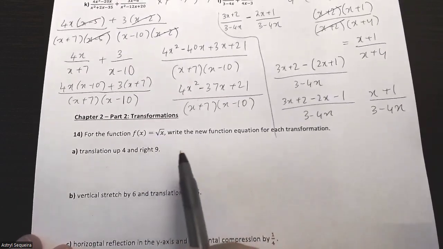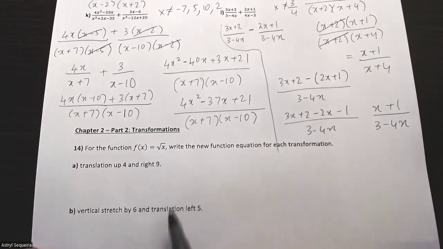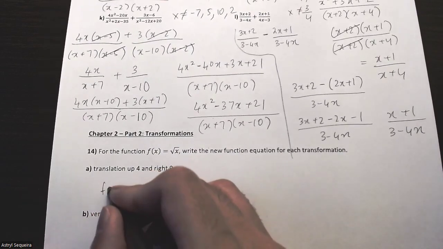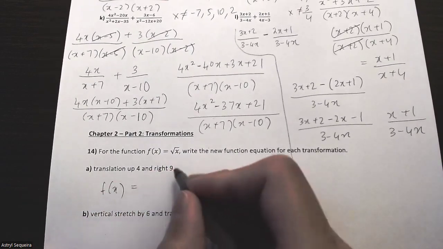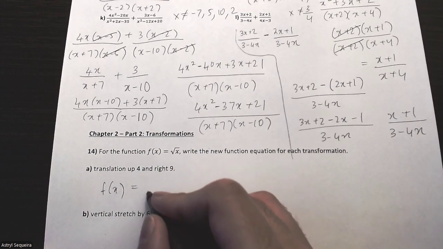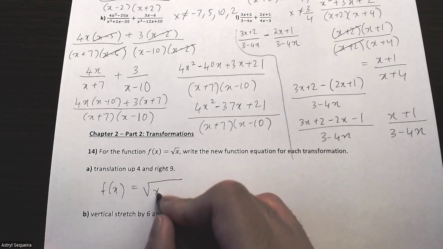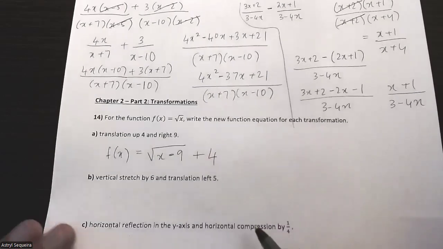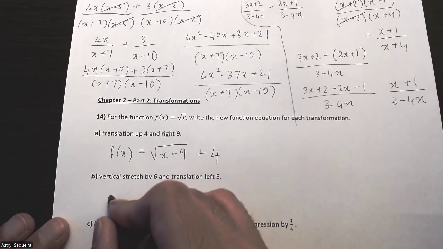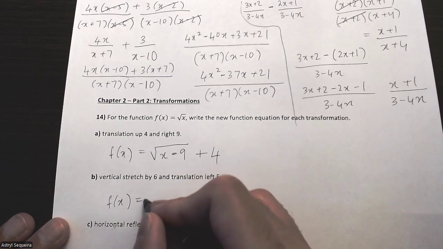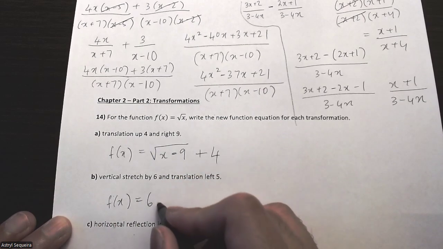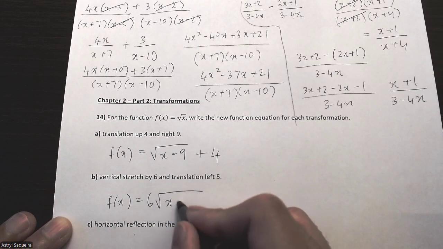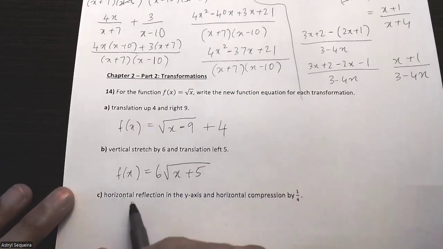Number 14, we have a root function, and we need to write it with the transformations. So 4 units up, right 9 units. So right 9 units means it's x minus 9 and then plus 4 out there. Vertical stretch by a factor of 6 means the 6 is outside the root, and left 5 units means x plus 5 inside the root.